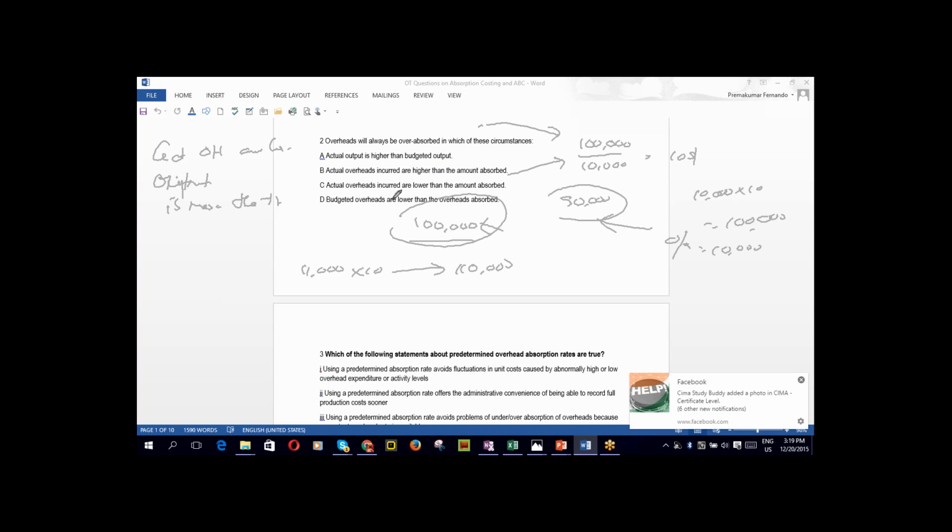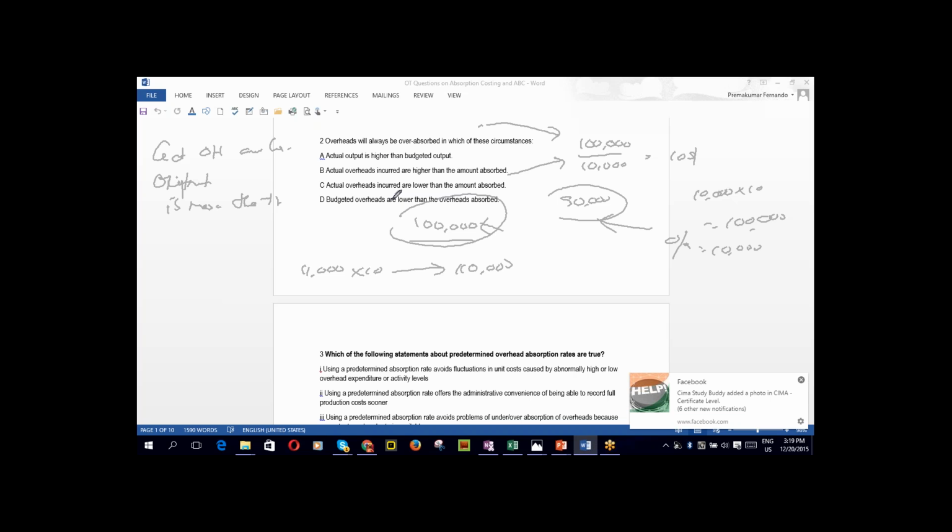Similarly, you can look at under absorption, the opposite of this one. Under absorption occurs when your actual overheads are more than the budget, or your actual production is less than the budget. So that's the opposite of the earlier thing.